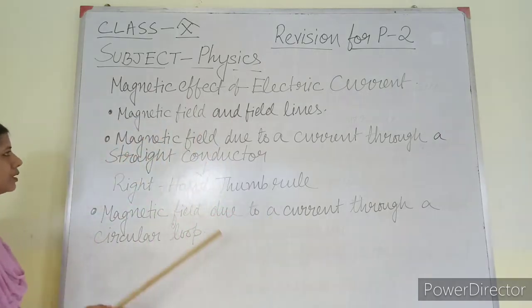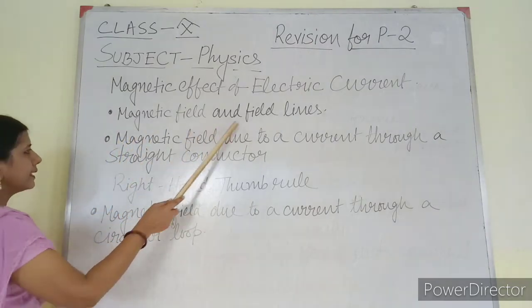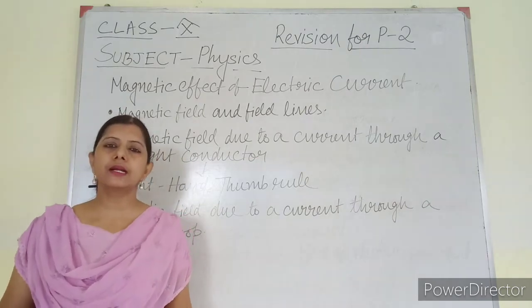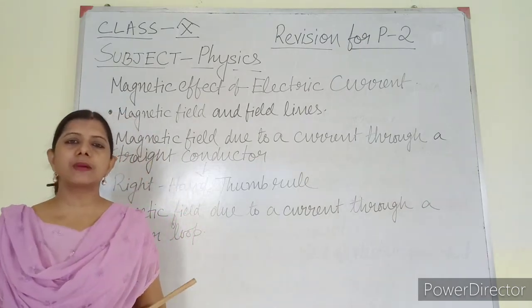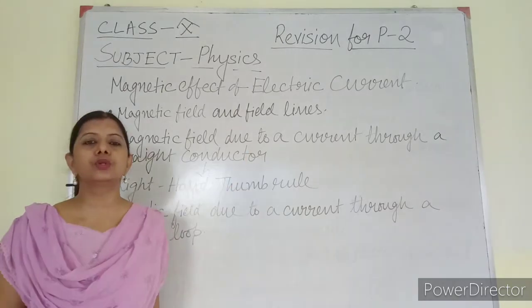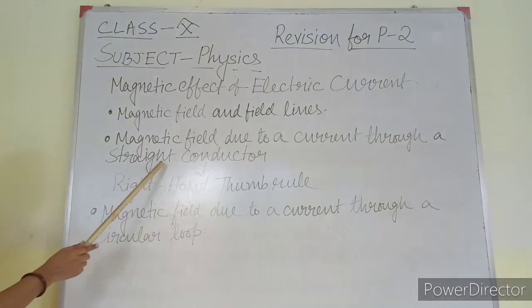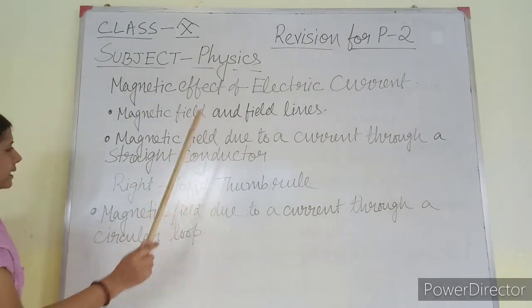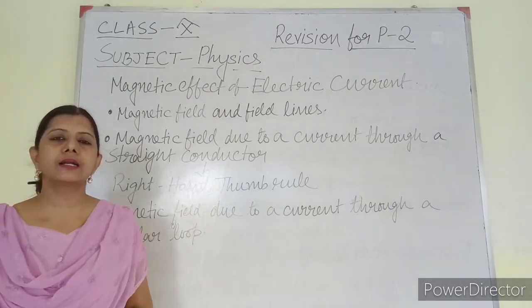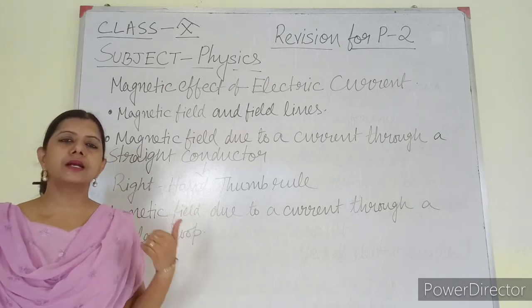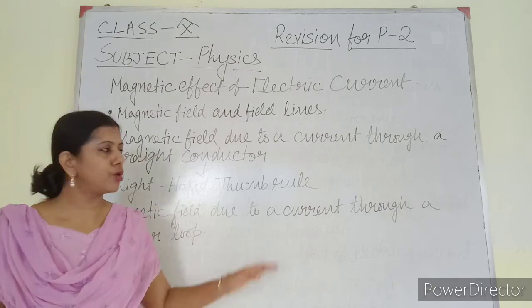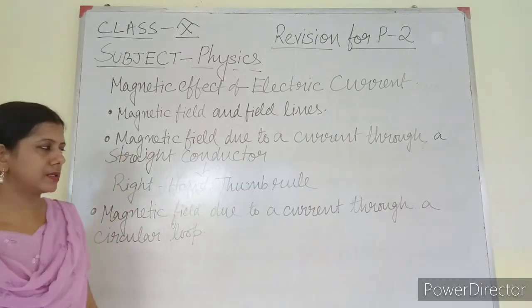So first you have to learn what is a magnetic field and what are field lines. What do you mean by magnetic field? What are magnetic field lines? Properties of magnetic field lines. The reasons behind some questions are related to here. Next, magnetic field due to a current through a straight conductor. If the conductor is straight, through which current is flowing, how the magnetic field is going to be produced around it, and what will be its effect. All those things are in this point.